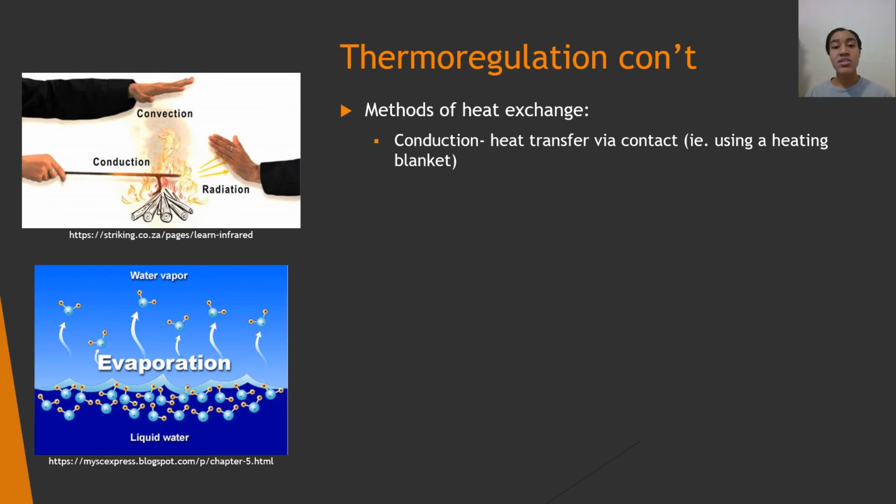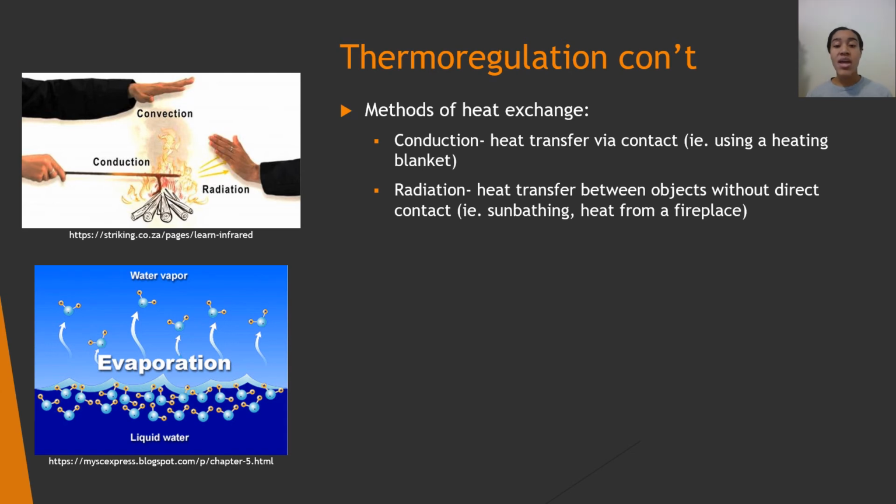A good example of this is if you were to put a heating blanket on your body. That heating blanket is hot, and once you put it on your body, you feel that warmth. That's because the direct contact between the blanket and your skin allows the heat to be transferred from the blanket to you. Another good example is if you were to give a friend a hug, and that friend is really warm. You feel that warmth from your friend's skin because of the direct contact between your skin and their skin. So that heat from them is being transferred to you.